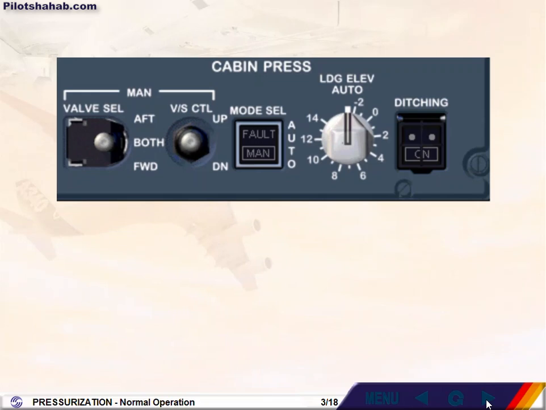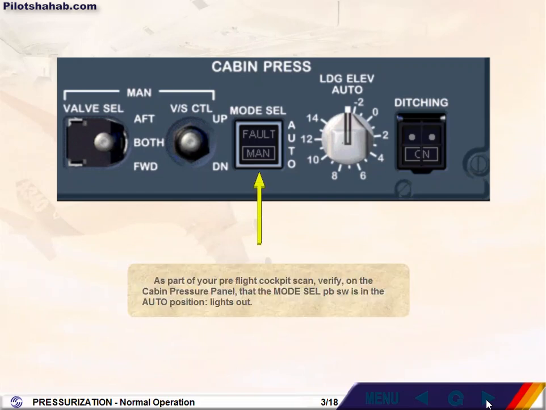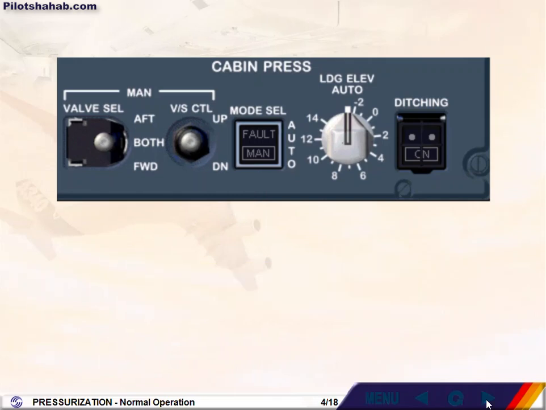As part of your pre-flight cockpit scan, verify on the cabin pressure panel that the mode selector push-button switch is in the auto position, lights out. Confirm that the landing elevation selector is set to auto. Landing elevation is then provided by the FMGES based upon elevation of the destination airport.